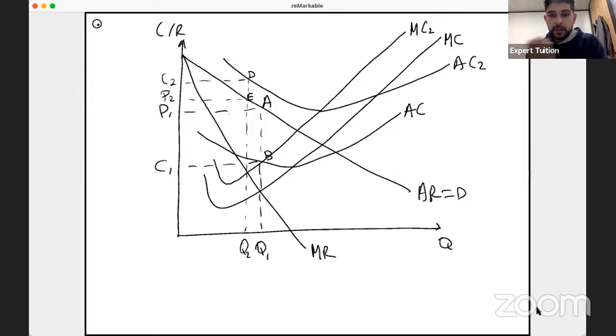Summarize the diagram. You now say MC and AC rise due to the increase in variable costs. As a result, the price that the firms charge will increase from P1 to P2. Their sales will decrease from Q1 to Q2, and their supernormal profits will decrease from area P1ABC1 to, in my case, a loss of P2DEC2. How many marks have I got? I had 8 out of 8. How easy is that? That's it. That's 8 marks analysis. And now let's evaluate.